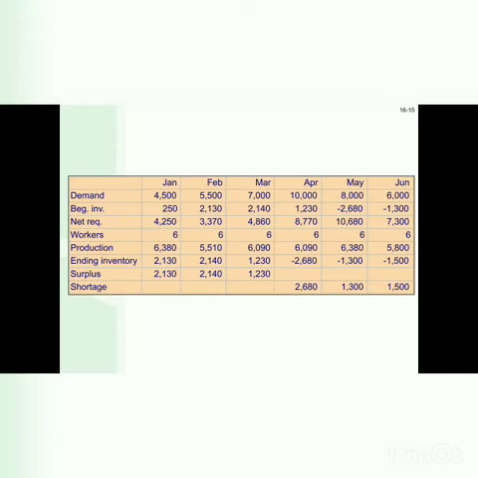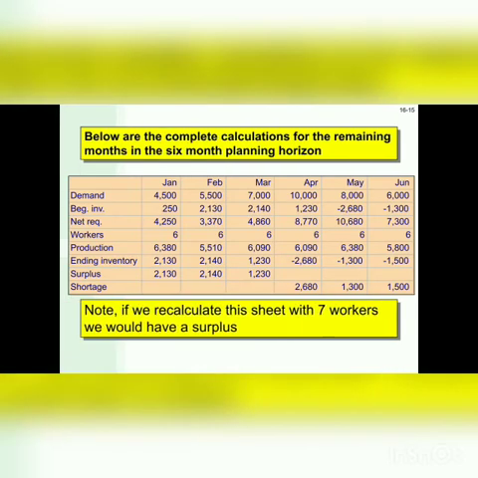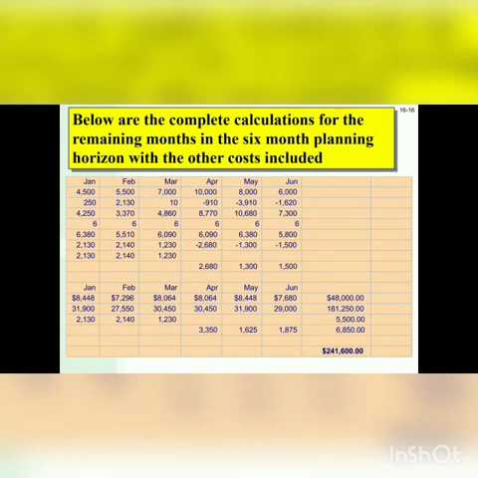So in the first 3 months, you know that there is a surplus, and in the last 3 months there is a shortage. So depending upon your understanding of whether the shortage is bearable or the surplus is okay, we can think of changing the strategy. Note, if we recalculate this sheet with 7 workers, we would have a surplus, always a surplus. So this is what we have done.